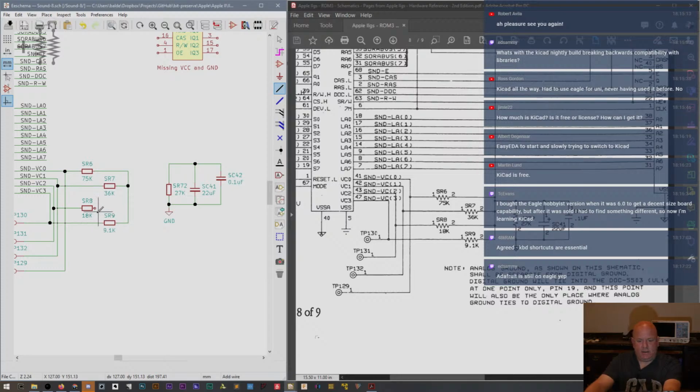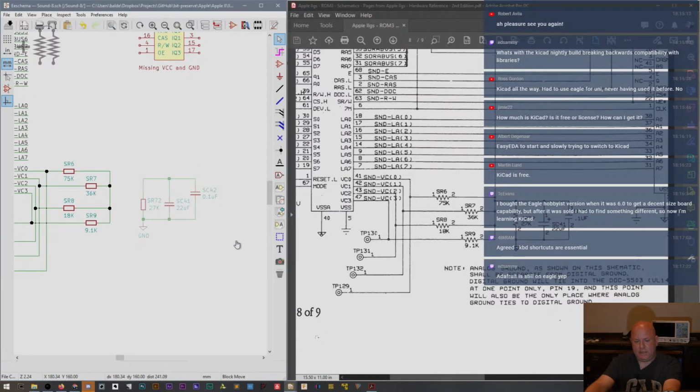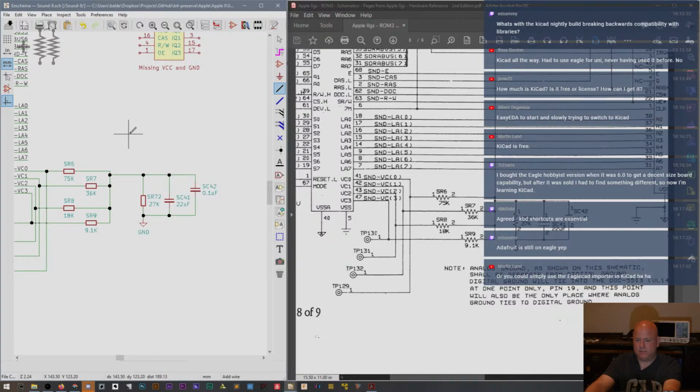How much is KiCad? KiCad is open source, free software. A lot of funding for it comes from CERN and a couple other places, but it is an entirely open source project. Yeah, so KiCad-pcb.org.